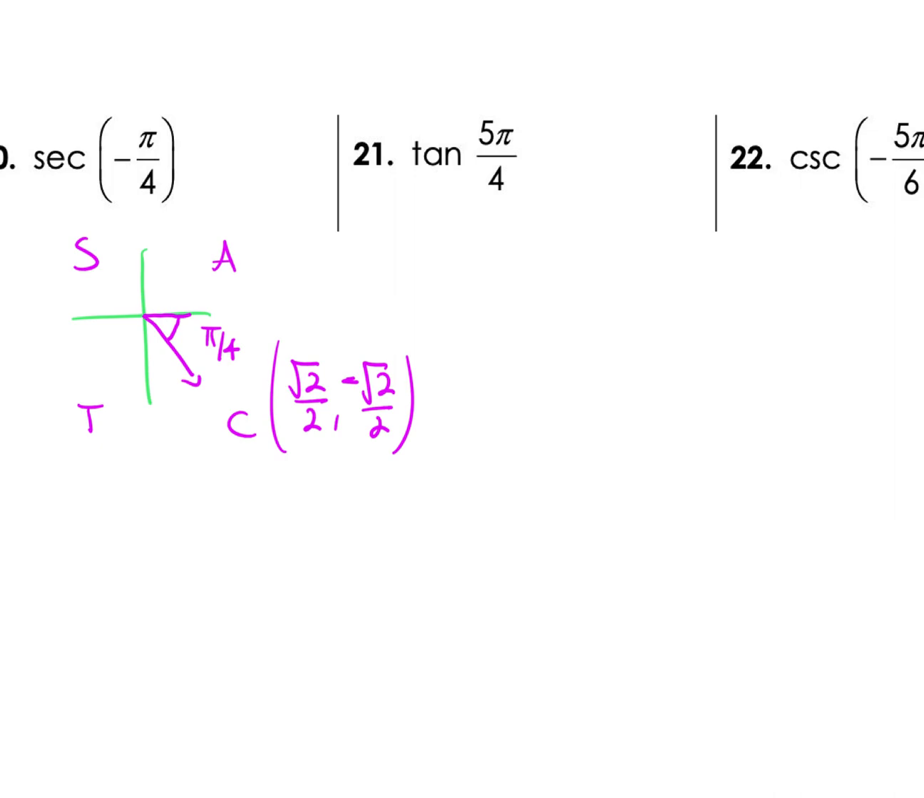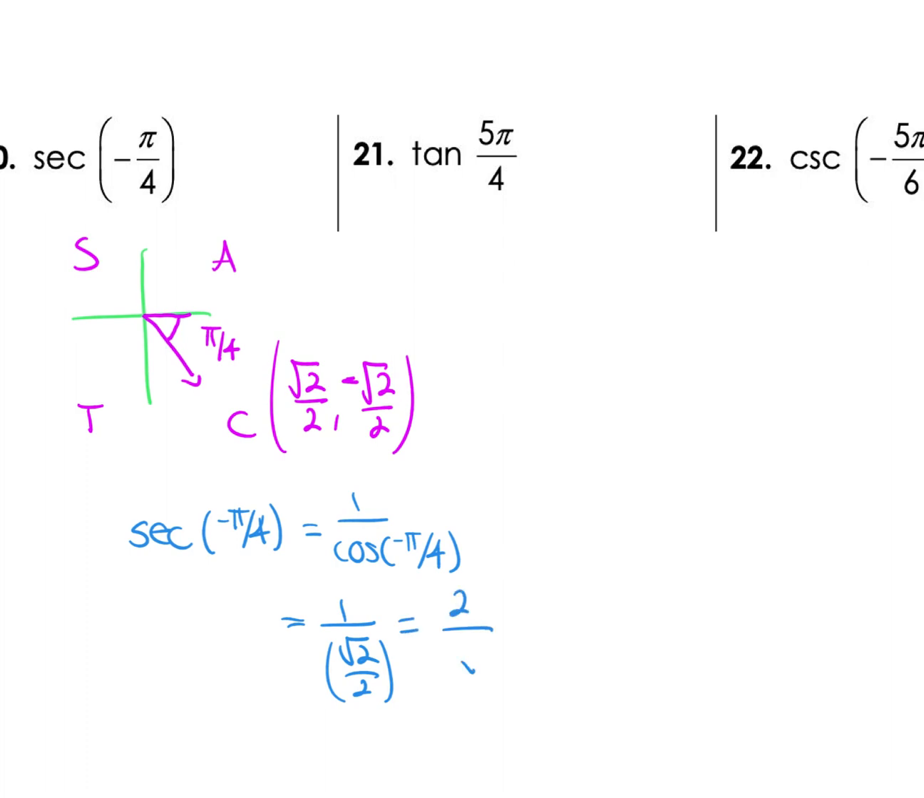But this time we're dealing with cosine because secant of negative pi over 4 is the same as 1 over cosine of negative pi over 4. So I'm just going to rewrite this as 1 divided by radical 2 over 2, which is going to be 2 over radical 2. And when we rationalize that, it'll be 2 radical 2 over 2. I didn't rationalize all of them. It doesn't make a huge difference.